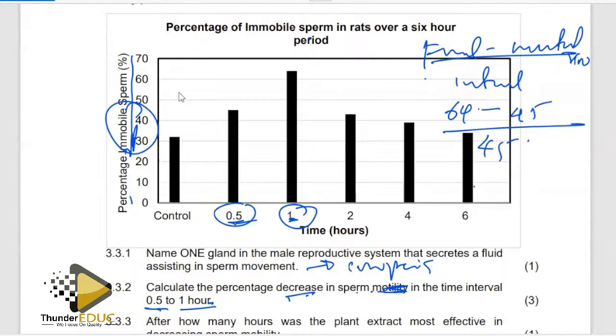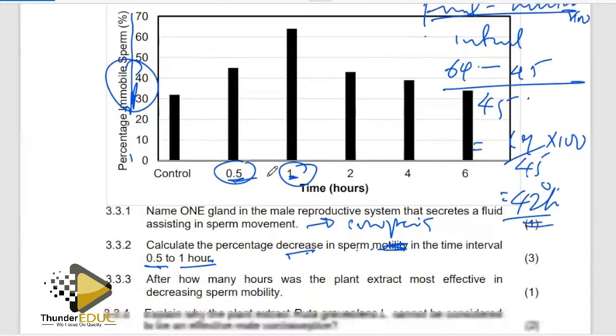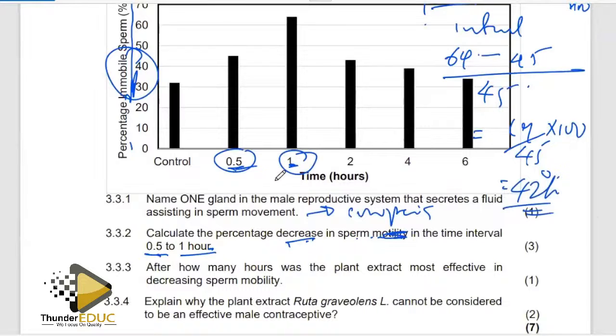So when I calculate, I get 19 over 45, still times 100, which gives me 42%, 42.2 or 42%. What is this? It is the percentage decrease in the mobility of the sperms. You see, percentage decrease in the mobility. Percentage decrease in the mobility, meaning that it decreased.